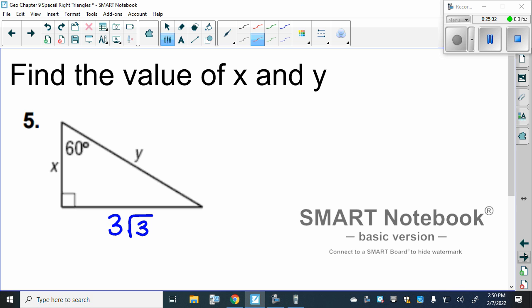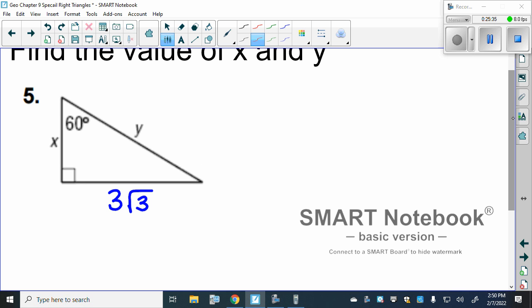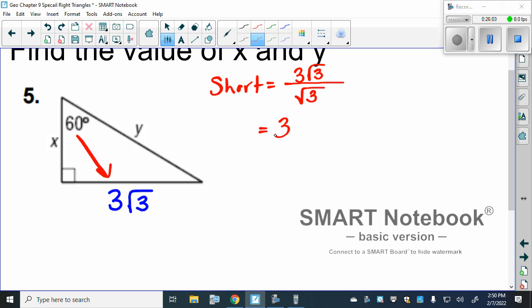Let's go on and look at the next one. Here, this time we're not given the short leg, but we're given which one? The long leg. And we know that because it's opposite the 60 degrees. So the first thing we need to find is the short leg. We're going to take the length of the long leg and do what to it? Divide it by the square root of 3. Which would be 3 in this case, because the square root of 3 and the square root of 3 would cancel, telling us that the short leg is 3.